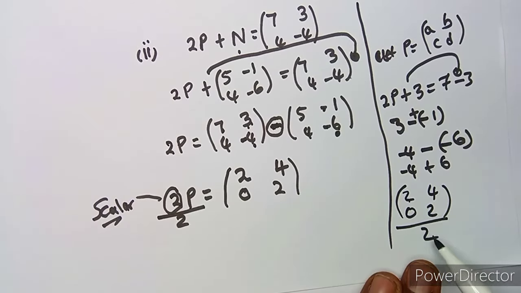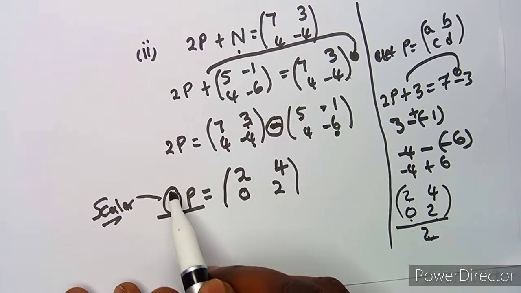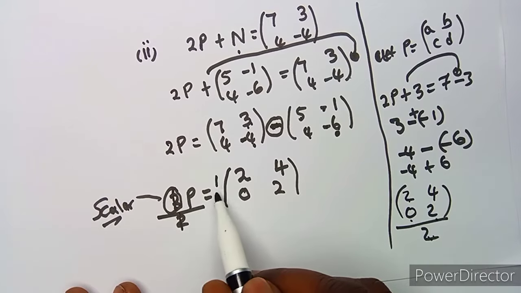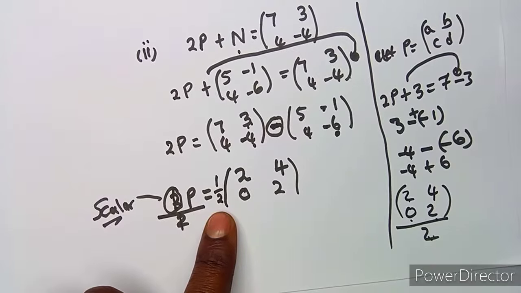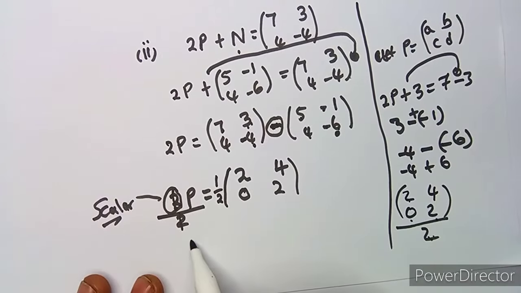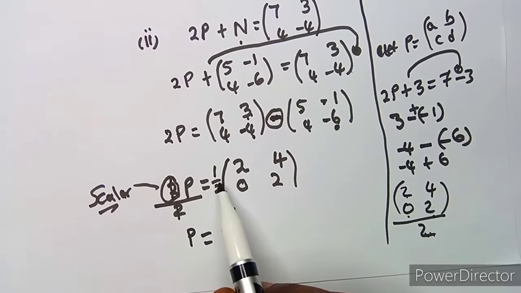2 into 2, 2 into 4, 2 into 0, 2 into 1. That is what you must visualize. But the actual presentation is supposed to be like this. When you divide by 2 here, you're going to write it as 1 over 2, the inverse of 2. You divide it by 2, here you write it as 1 over 2. All right. So your P is going to be simply like what we are talking about here, half of 2.